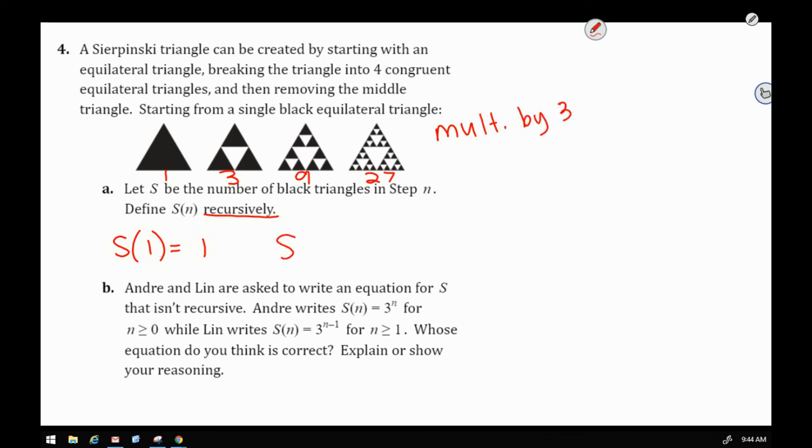So for any term S of n, I'm going to multiply 3 times the number of black triangles in the one before it, S of n minus 1, for any step greater than or equal to 2.